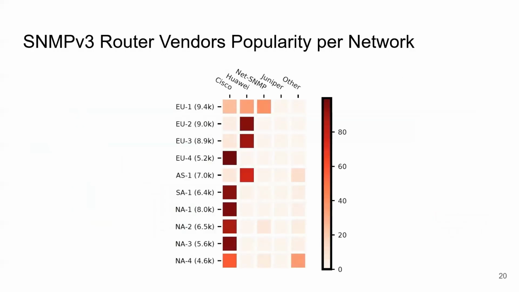Next, we consider a case study of the largest 10 networks by the number of SNMP version 3 routers across multiple regions. In 6 out of the 10 networks, Cisco is the dominant vendor, while Huawei dominates in 2 European and 1 Asian networks. We also observed that most of these networks rely on a single vendor for the majority of their equipment.